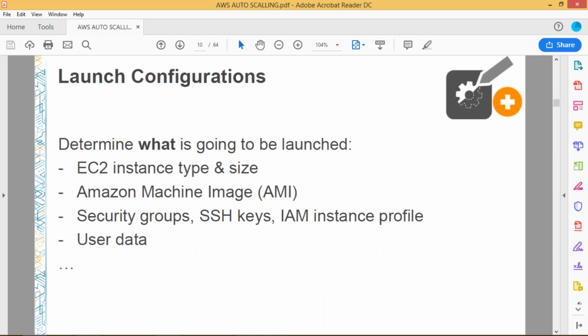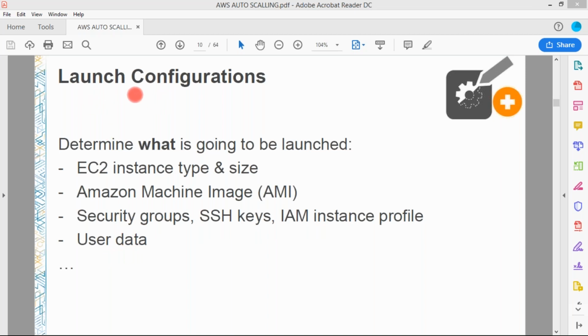Okay, so launch configurations determine what is going to be launched: EC2 instance type and size, Amazon machine images, security groups, SSH keys, IAM instance profile and user data. So launch configuration means that when the instances are created, what type of instances should be created, what type of machine images are used, what kind of security groups, SSH keys, IAM instance profile and user data are working. So we have to provide launch configurations.